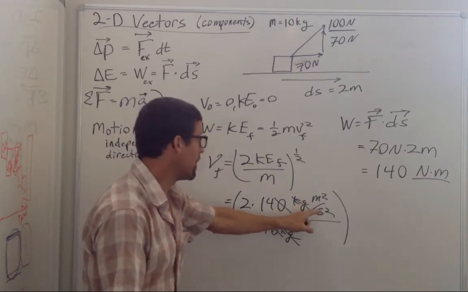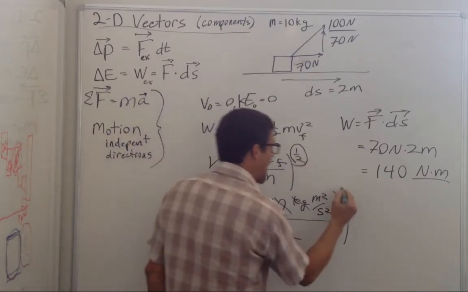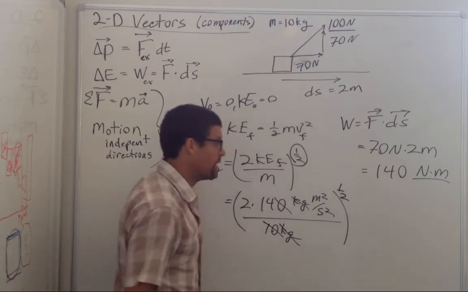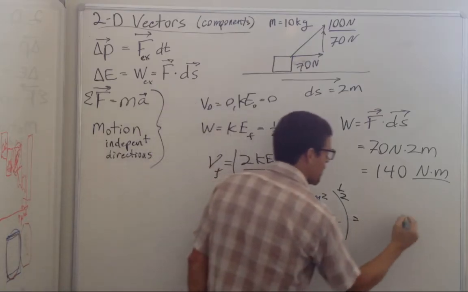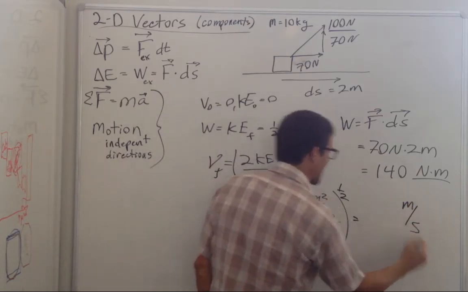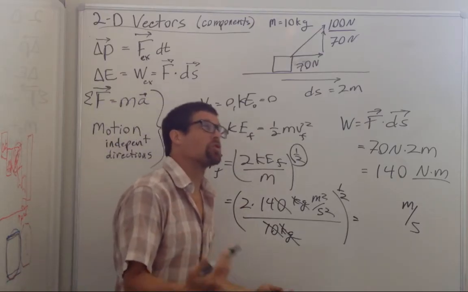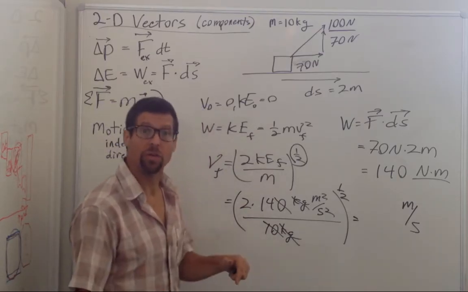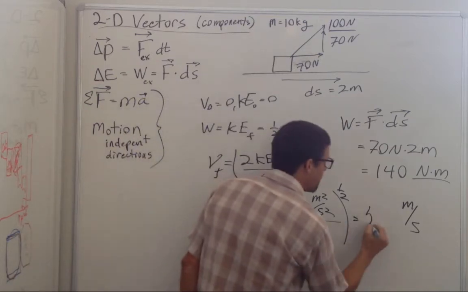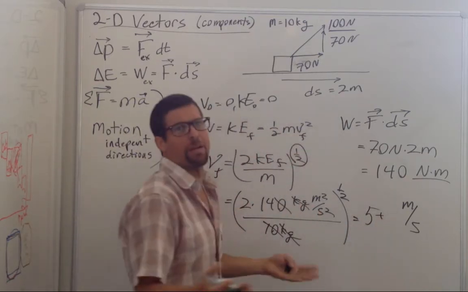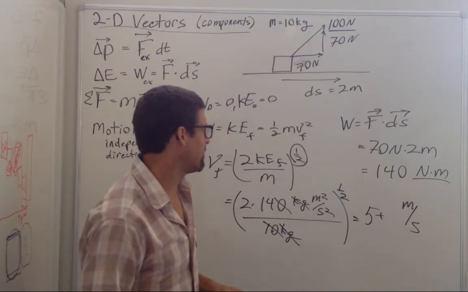This is the wrong unit, so I forgot to put down the square root. I have to take the square root of this, so then I have meters per second. And the square root of 28, I don't know, the square root of 25 is 5, the square root of 36 is 6, so this is 5 plus meters per second, maybe around 5.5.